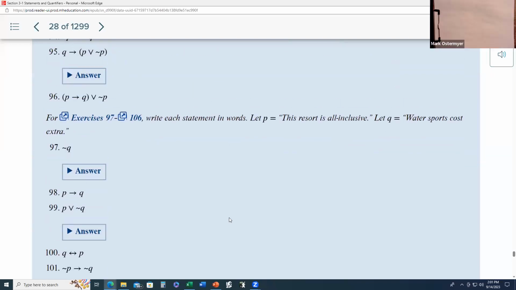All right. What about number 100? Water sports cost extra if and only if this resort is all inclusive. If and only if, that's a biconditional. So water sports cost extra if and only if this resort is all inclusive. All right, number 101.